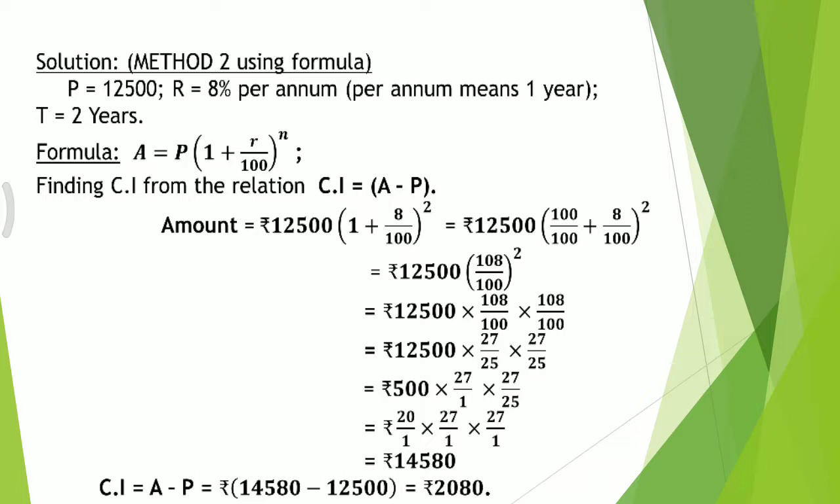After calculating that, we get 14,580. After that, we apply the formula compound interest is equal to A minus P, that is equal to 14,580 minus 12,500. Therefore, we got 2,080. As usual, we can use any one method. The answer comes the same.